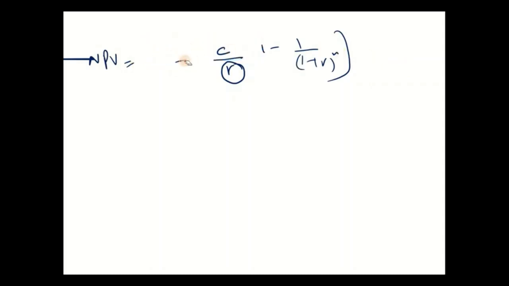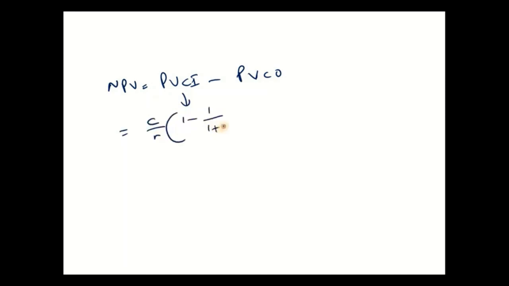No, let me do it again for you. NPV is equal to present value of cash inflow minus present value of cash outflow. How do we find inflow? Inflow is equal to C divided by R, 1 minus 1 over (1 plus R) to the power n, minus present value of cash outflow or initial cash outflow.